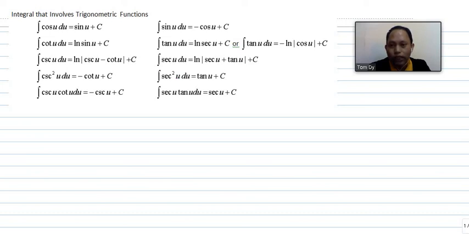Therefore, the integral of secant squared u du equals tangent u plus c. Also, the derivative of secant u equals secant u tangent u du, and its integral, the integral of secant u tangent u du, equals secant u plus c. So these are just the reverse, the antiderivatives, okay, of our trigonometric functions. So these are the different formulas for integrals that involve trigonometric functions.